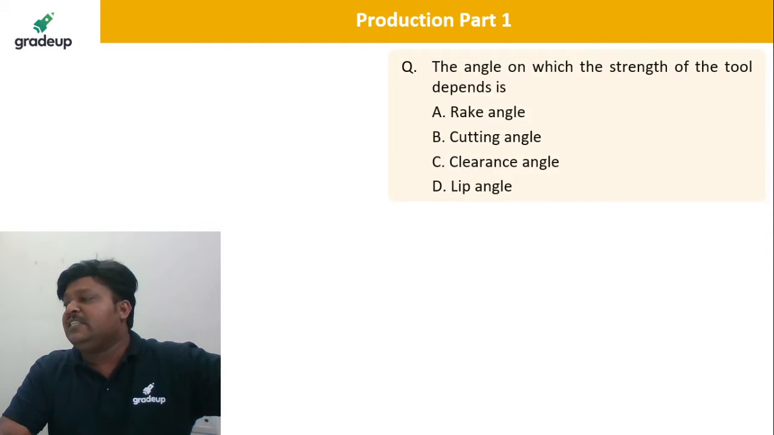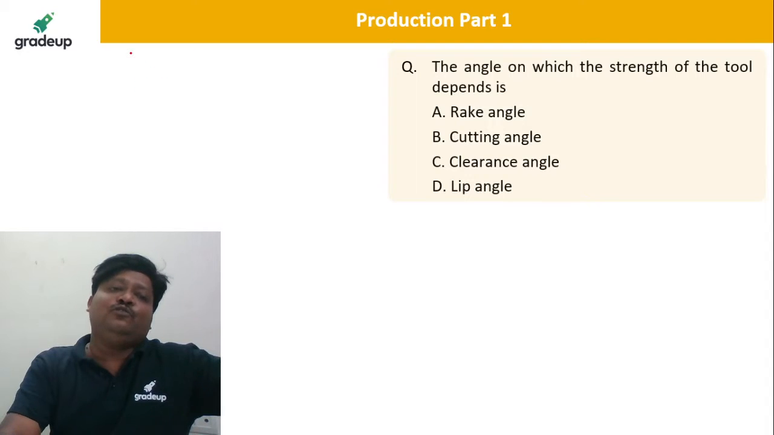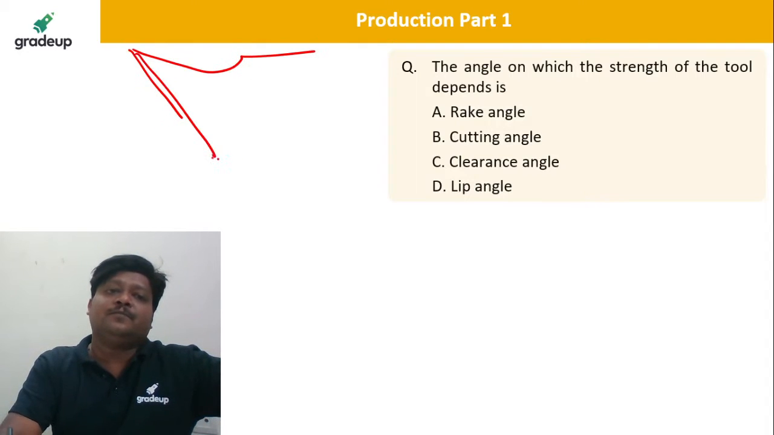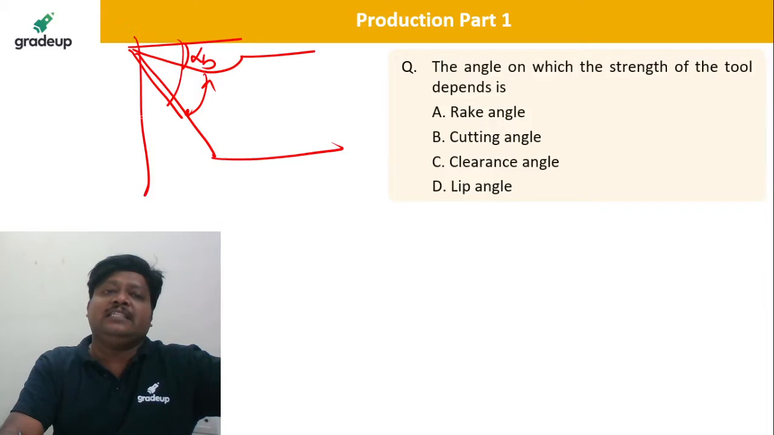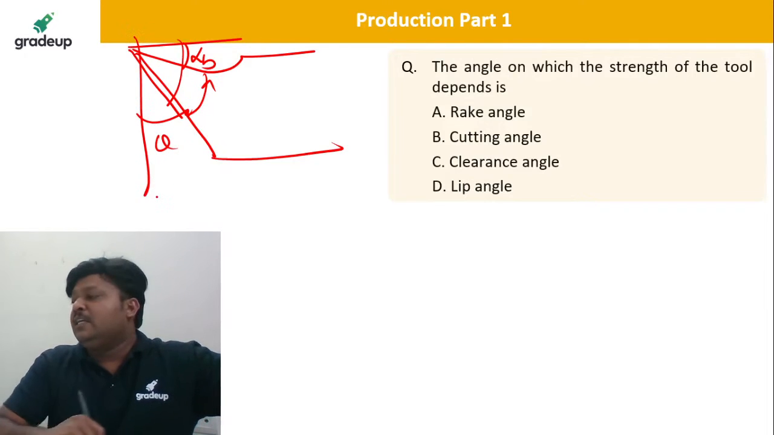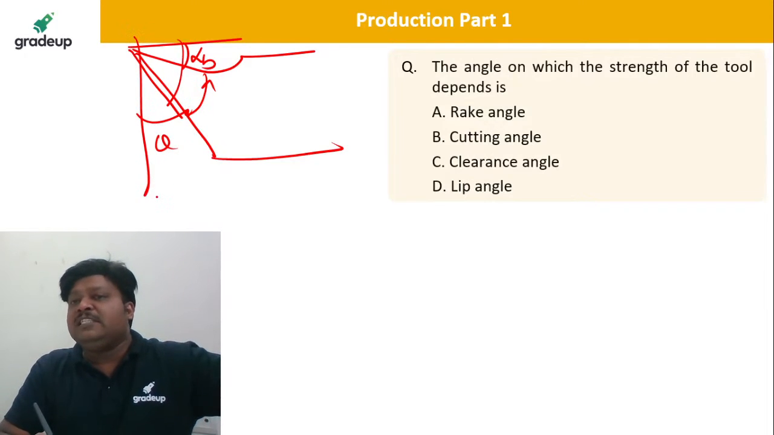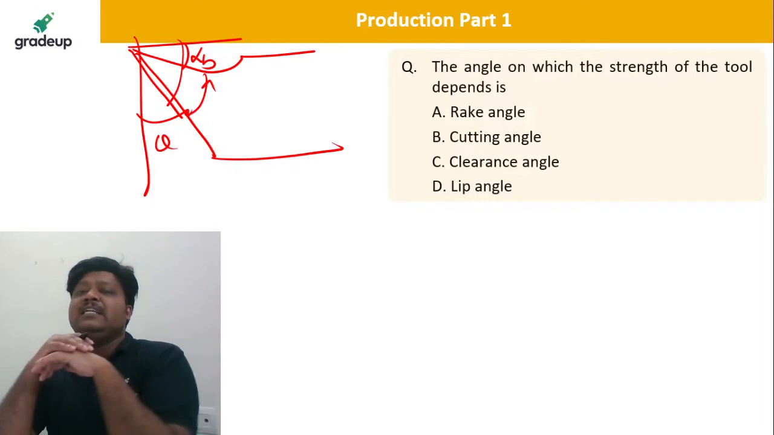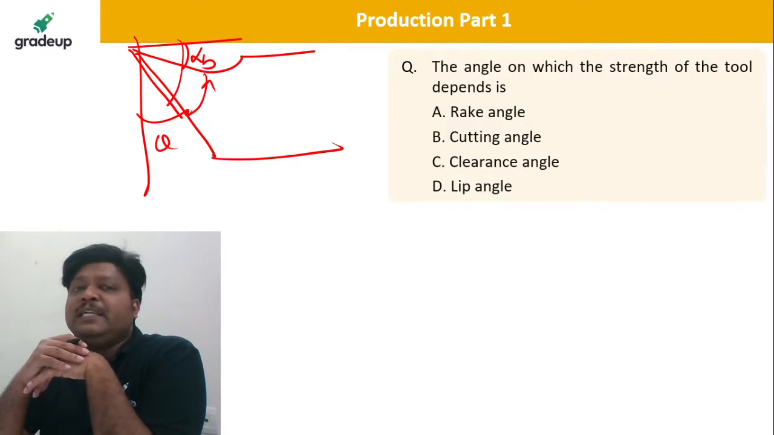Please tell me the answer. Now I am showing you. See, this is the tool. And this is our back rake angle. This is the lip angle. This is the cutting angle. Tell me, and this is our lip angle. Now tell me, the angle on which the strength of the tool depends.